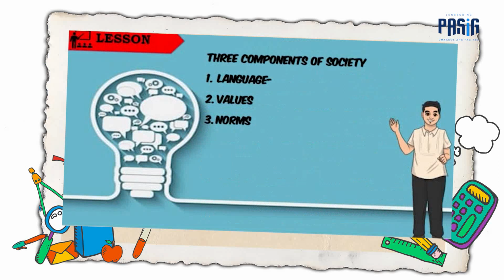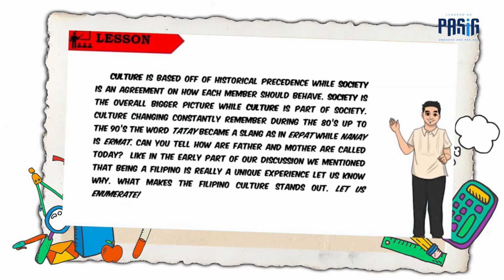Often, we experience society, a humanly created organization, as something apart from the individual interaction that creates it. There are three components of society. One is language. Two, values. And number three, norms. Culture is based off of historical precedents, while society is an agreement on how each member should behave. Society is the overall bigger picture, while culture is a part of society.